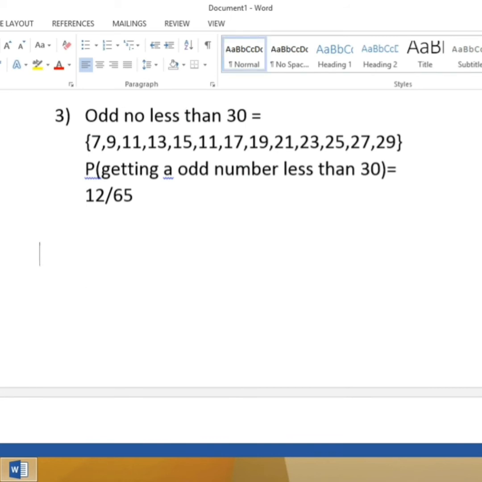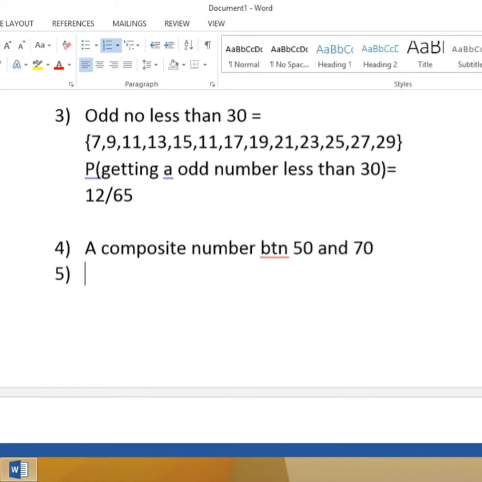Next, the fourth part of the question: a composite number. So what is a composite number? A number that has factors more than itself and 1. The simplest example is the number 4. 4 is divisible by 4, 1, and also 2 into 2 makes 4. So 1, 2, 4 are the factors of 4. So 4 is a composite number. So we are going to find all the composite numbers between 50 and 70.